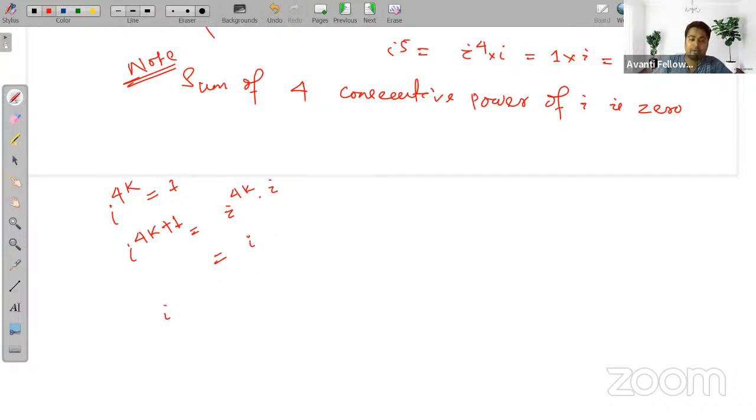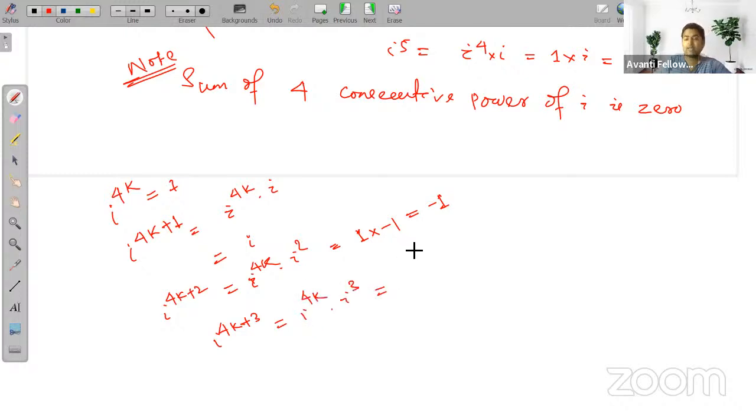If I ask you I to the power 4k plus 2, then it gives you I to the power 4k into I square. I to the power 4k is 1 and I square is minus 1, so it gives you minus 1. Similarly, I to the power 4k plus 3 gives you I to the power 4k into I cube. I to the power 4k is 1 and I cube is minus I, so it gives you minus I. Is that clear to everyone, guys?